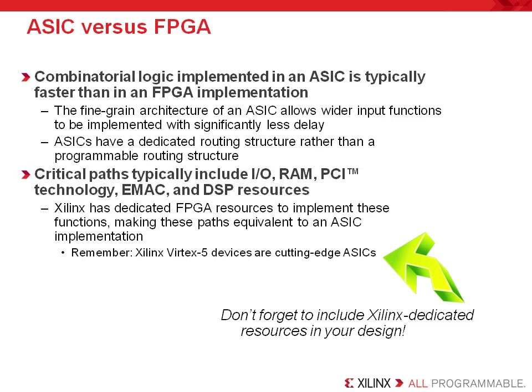There is no question that simple combinatorial logic implemented in an ASIC is typically faster than an FPGA implementation. Why? Well, because the ASIC fine-grained architecture allows for wider input functions to be implemented with less delay. ASICs also have dedicated routing structure rather than the programmable routing structure you see in an FPGA. However, you should remember that critical paths typically are synchronous paths. They typically include I/O, RAM, PCI, and DSP resources. This is because Xilinx FPGAs are a cutting-edge ASIC. Since these dedicated resources are very, very fast, they often make timing critical paths equivalent to an ASIC result.